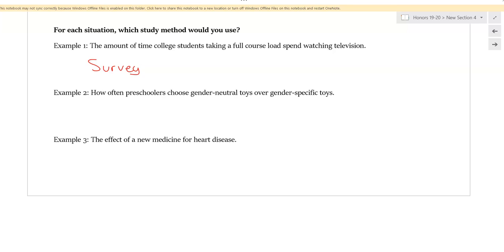The next one: how often preschoolers choose gender-neutral toys over gender-specific toys? Okay. So our three options are observational study.